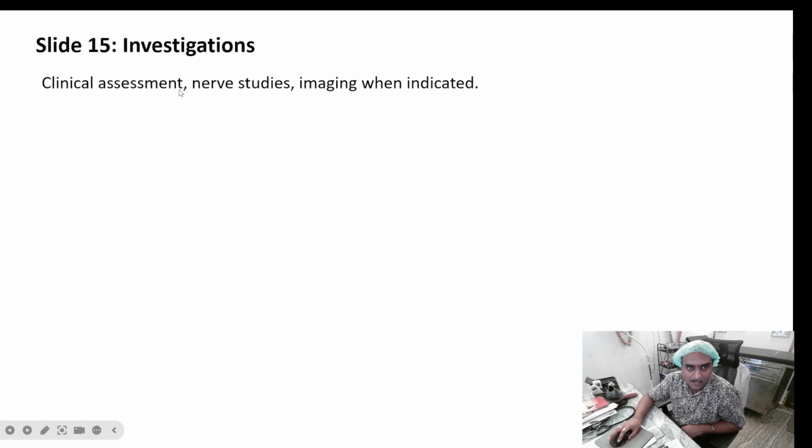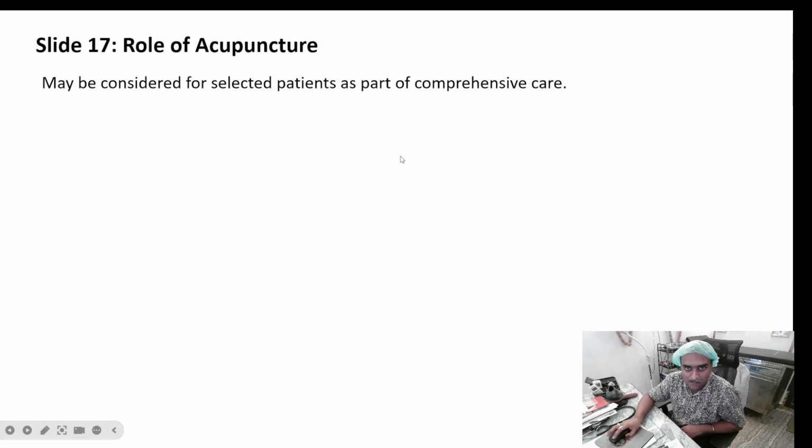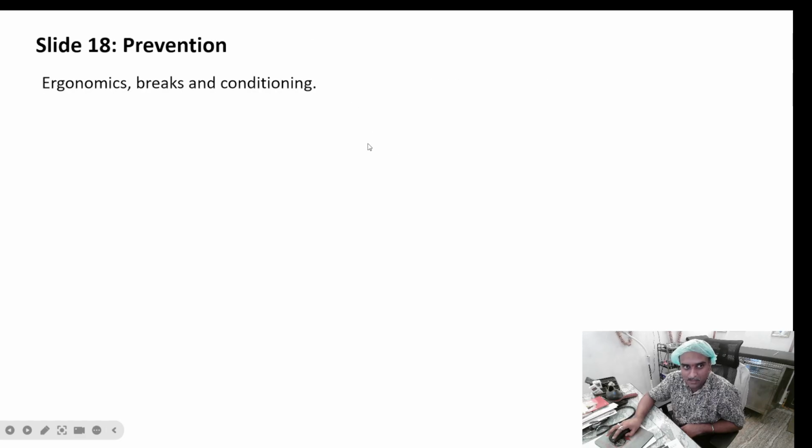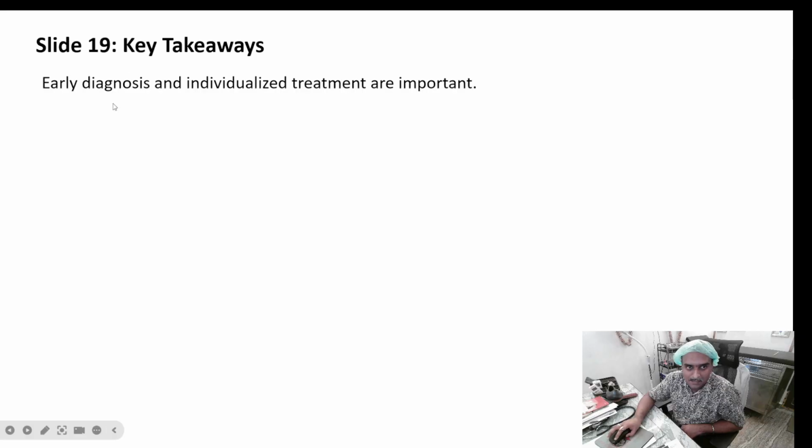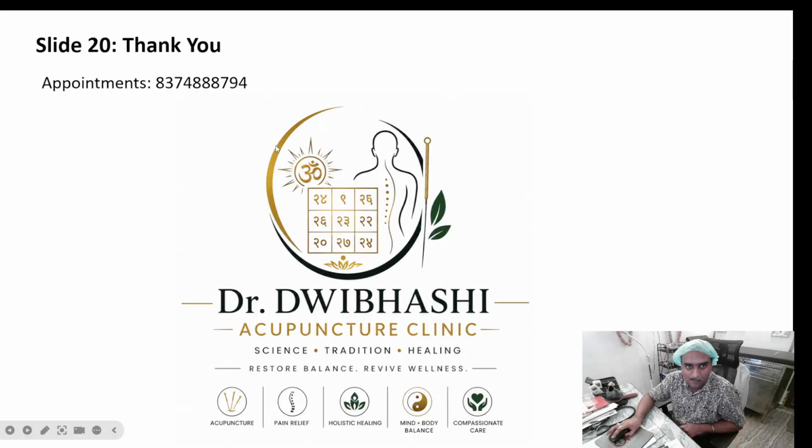Investigations: clinical assessment, nerve studies, imaging when indicated. Management includes activity modification, rehabilitation, medication when appropriate. The role of acupuncture may be considered for selected patients as part of comprehensive care. Prevention: ergonomics, breaks, and conditioning. Key takeaways: early diagnosis and individualized treatment are important.